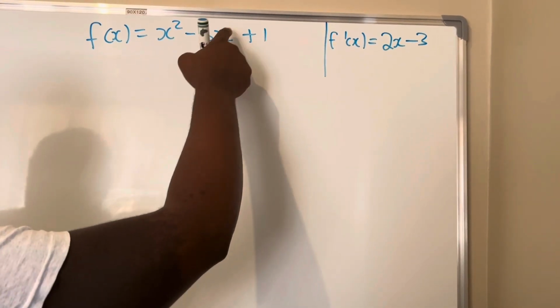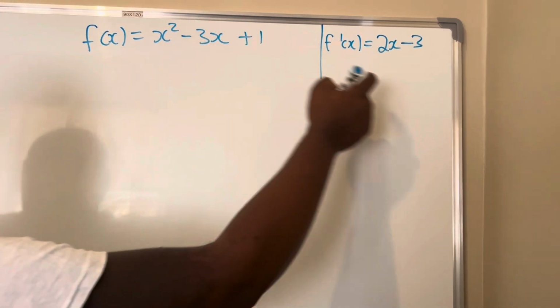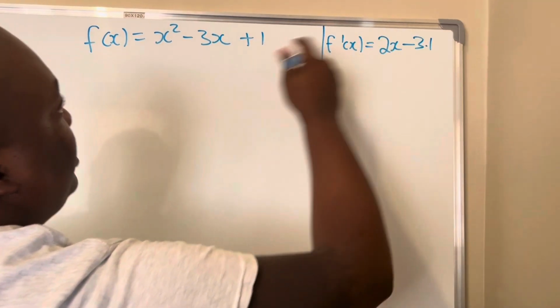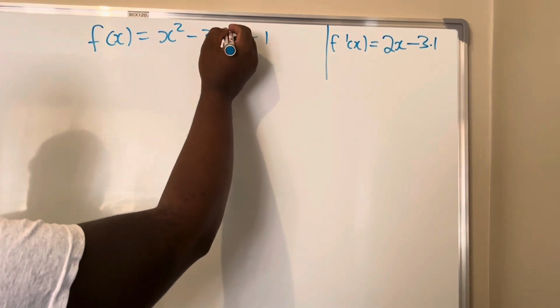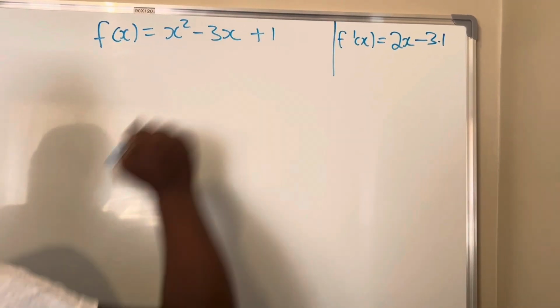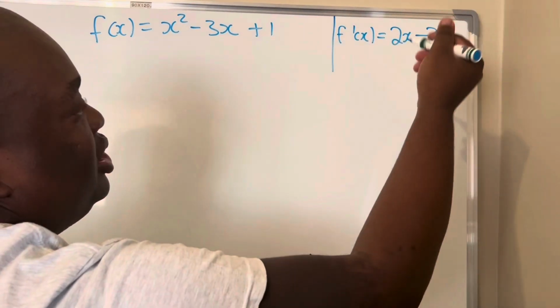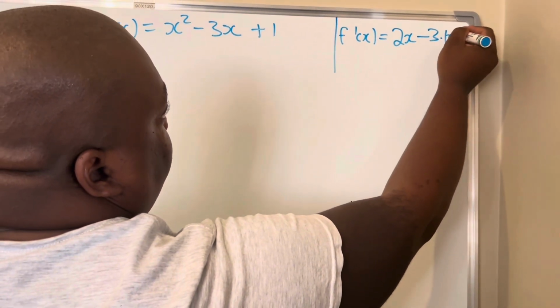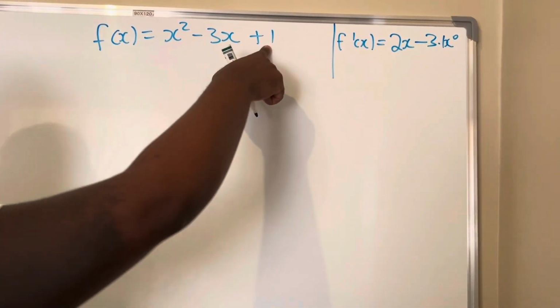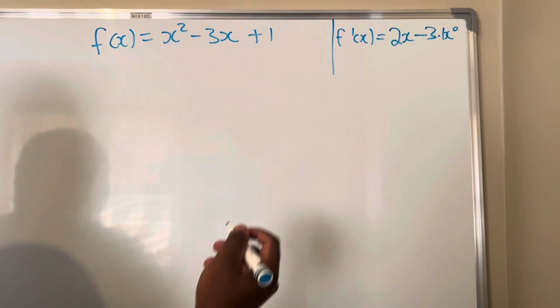The exponent of x is 1, so we bring it down, so it means it will be 3 times 1, and then we subtract 1, so it means it will be 1 minus 1. That means x will be to the power 0. And then the derivative of a constant, the answer is 0.